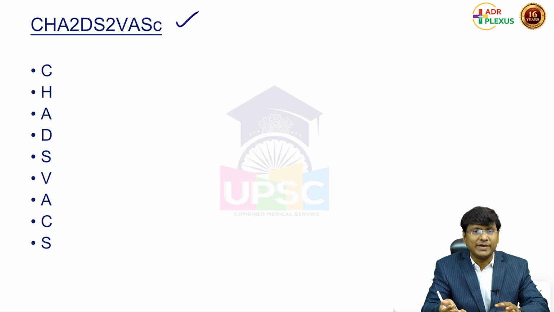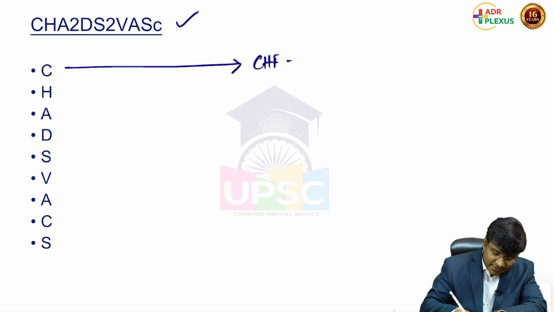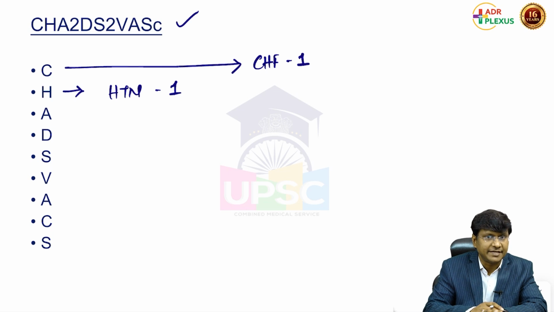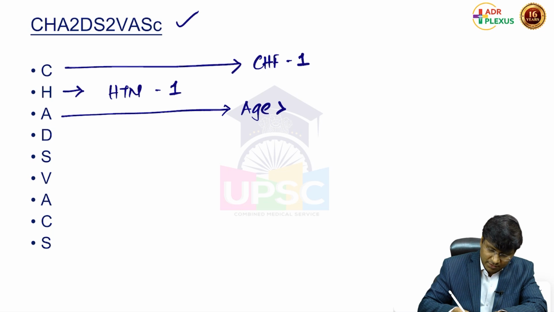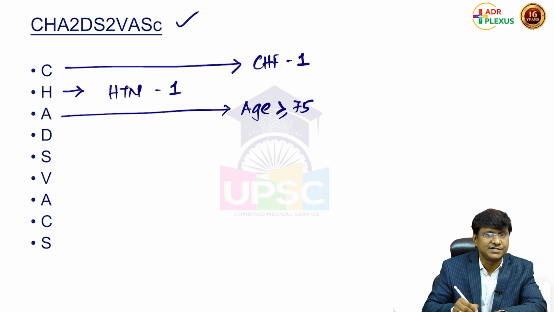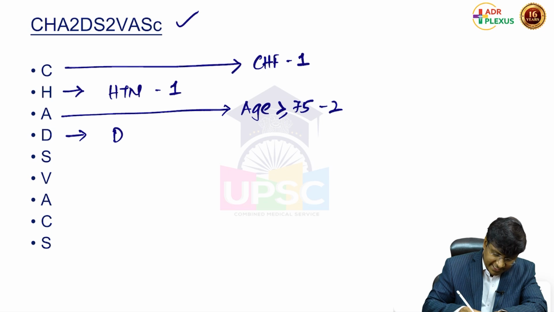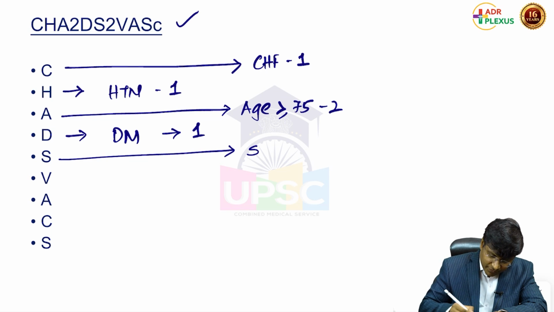Now, what is this CHA2DS2-VASc scoring system? C stands for congestive heart failure. If it is there, give a score of 1. H stands for hypertension, so give a score of 1 if there is hypertension. A stands for age of the individual more than or equal to 75 years. If it is there, give a score of 2 points. D stands for the presence or development of diabetes mellitus. If it is there, give a score of 1. S stands for the development of stroke.